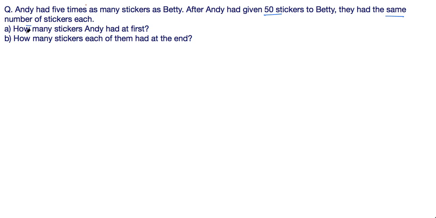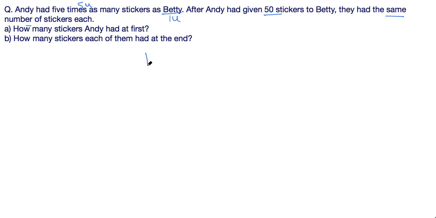Okay. So part A of the question is how many stickers Andy had at first, and part B is how many stickers each of them had at the end. Now, we are given that Andy had 5 times as many stickers as Betty. So if you have to draw a model for this, how should we draw? Obviously, for Betty it's 1 unit, and for Andy it's 5 units, right? So let's draw it in our model.